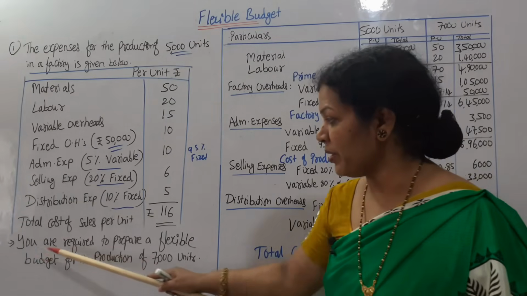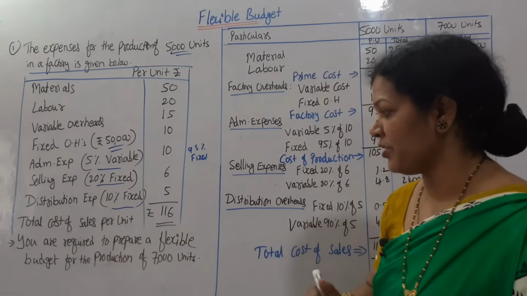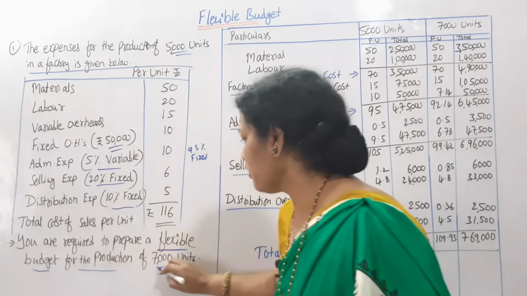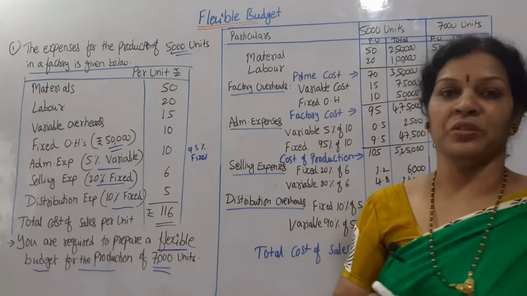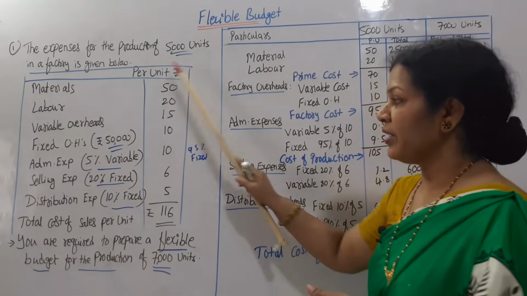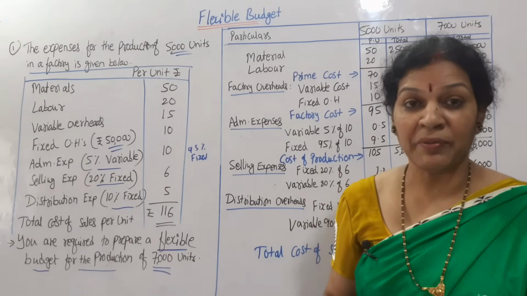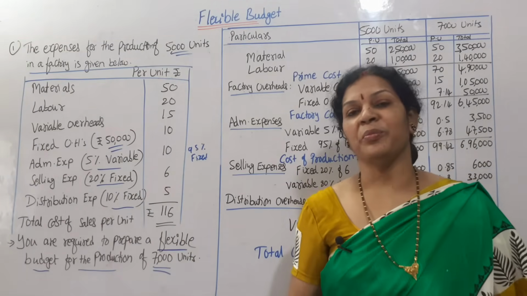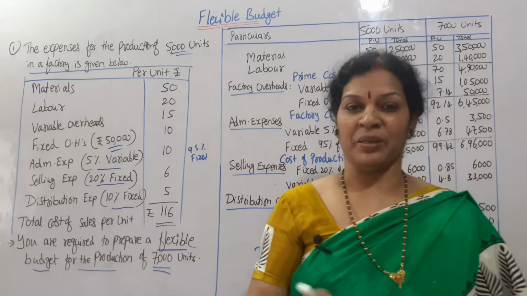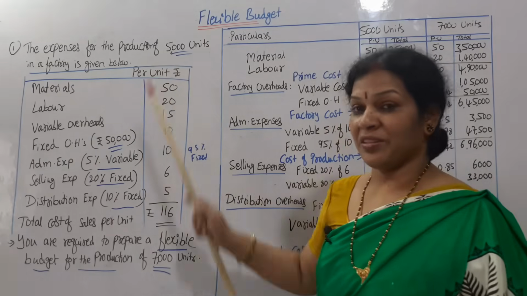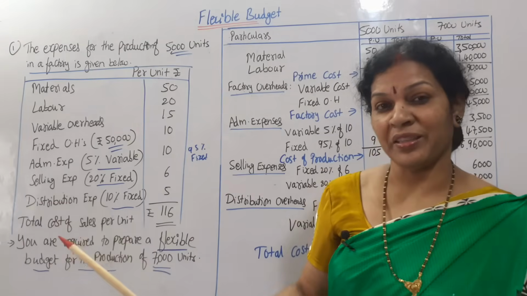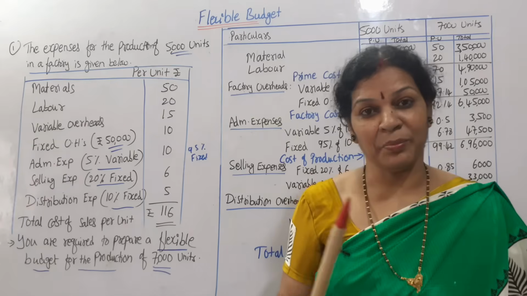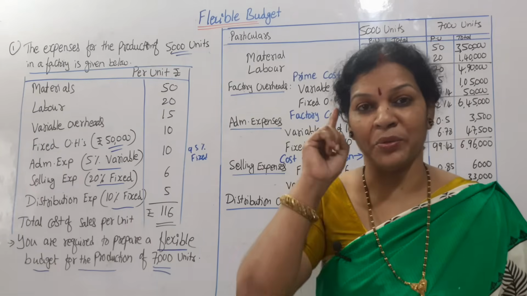Now what they are saying, you are required to prepare a flexible budget for the production of 7,000 units. 5,000 it is given. You have to prepare flexible budget for 7,000. Same kind of problems you can expect in the examination many times. 5,000, prepare 7,000, prepare 9,000, prepare 10,000, anything it can be. But preparation is same. Logic you have to understand.